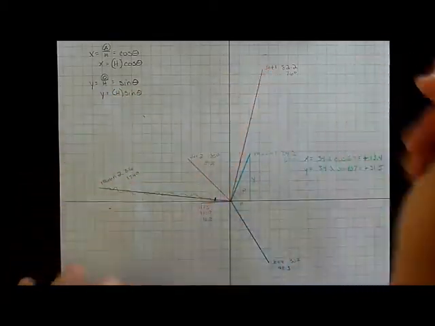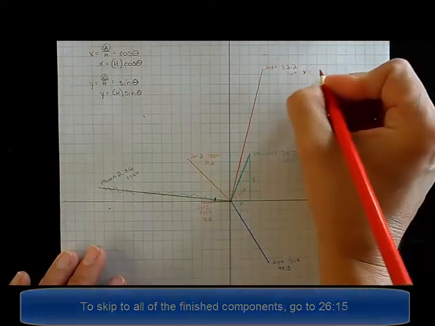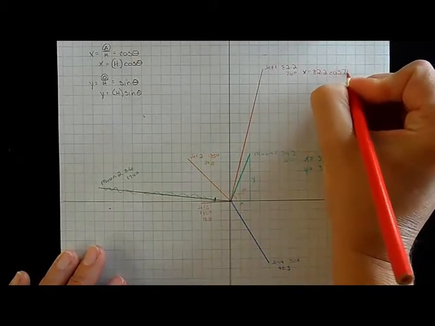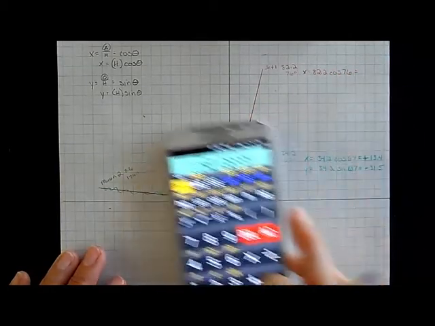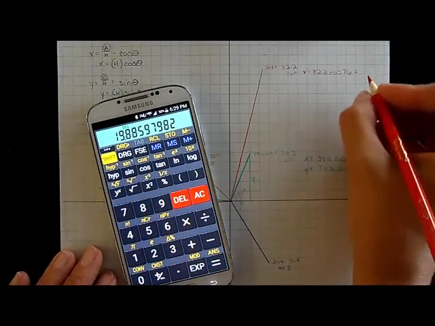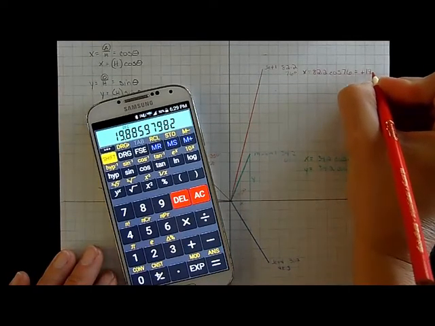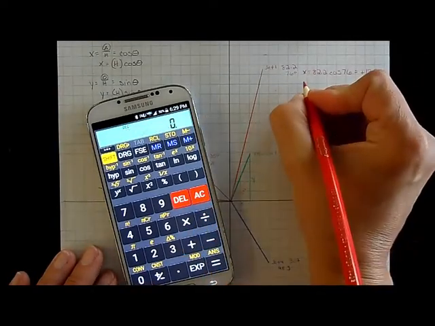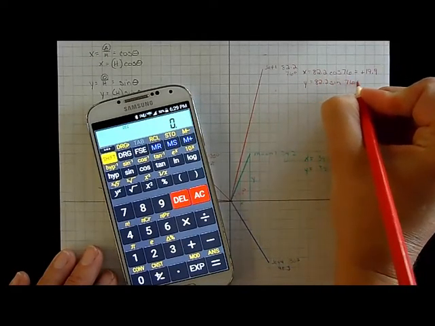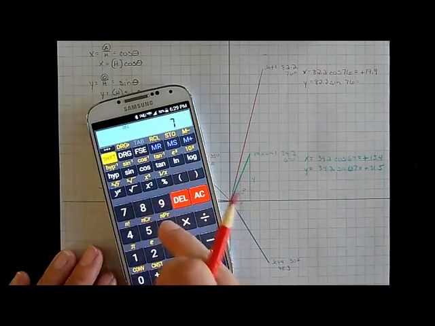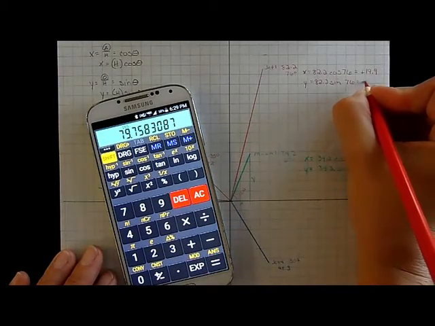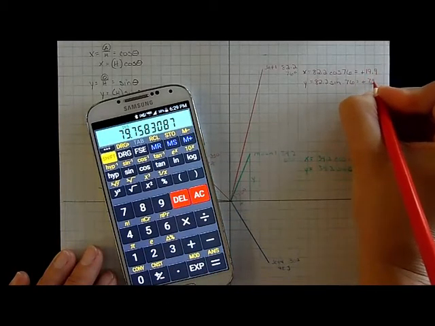We're going to do the same thing for jet 1. So our x is going to be 82.2 times the cosine of 76 degrees. So 76 cosine times 82.2, and we have a positive 19.9. Y is the sine of 76, and we have a positive 79.8.